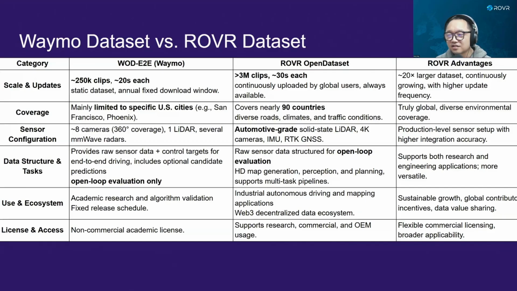Rover has a bigger coverage and many more clips, and new sensors. For example, the Waymo Open Datasets use mechanical LiDAR, but our sensor is state-of-the-art LiDAR, and we also use the new open data format. Of course, we are a Web3 ecosystem, with a much more flexible license, which is CC BY, and it supports both commercial and academic use.